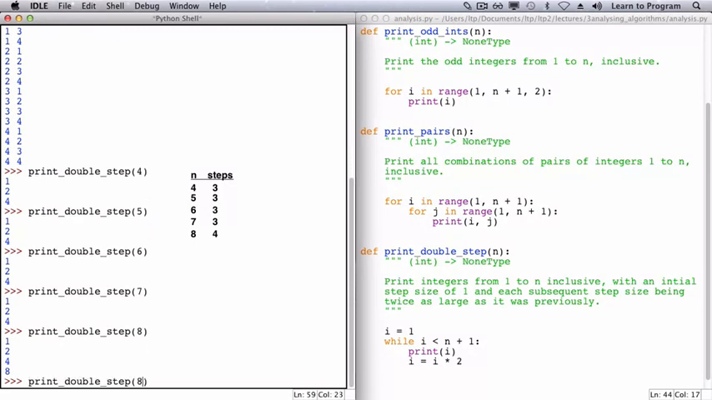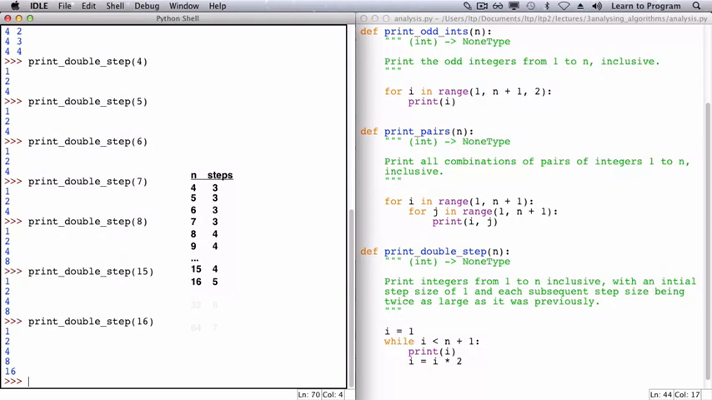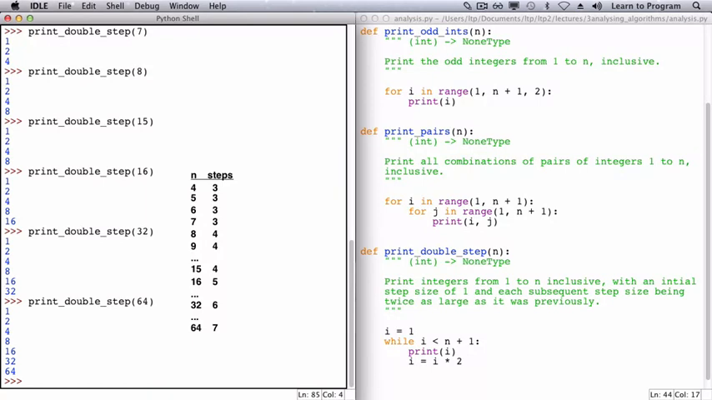When n refers to the values 8 through 15, there are still only 4 ints printed. It's only when n refers to 16 that there would be a 5th int printed. And then when n refers to 32, twice that, 6 would be printed. When it's twice that, 64, 7 would be printed. Every time n is doubled, an additional integer is printed.